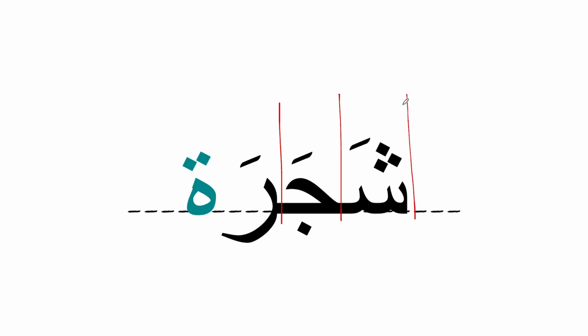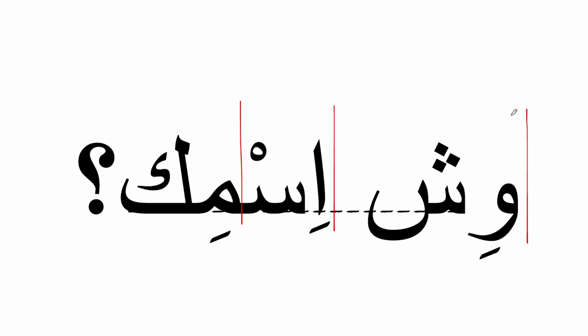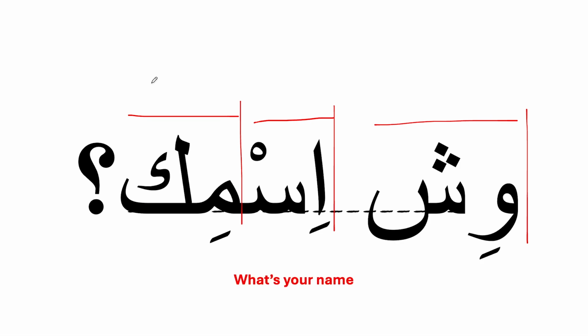Next one, we have sha, ja, ra. Shajara, which is a tree. The next word we have is shamal. Shamal, which is north. Okay, let's read this question. Wish, which means what? Wish, and then ismek. Wish ismek means what's your name?